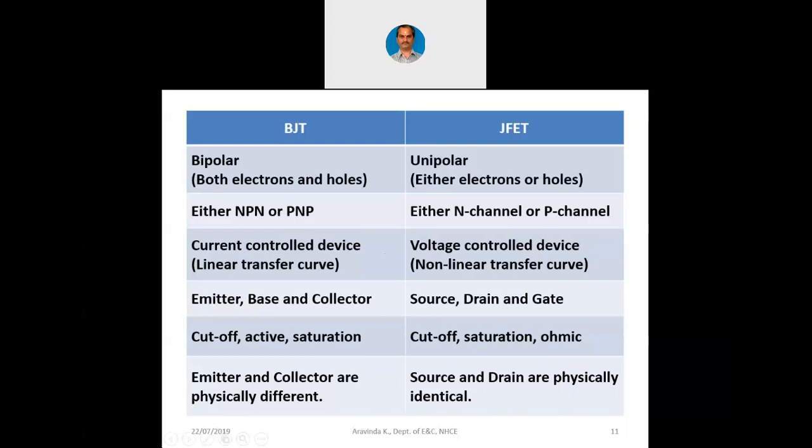Anyway, now we will compare BJT and JFET. Whatever I have told till now, I will quickly summarize. BJT is bipolar. It has both electrons and holes. Whereas JFET is unipolar. It has either electrons or holes. If it is an N-channel JFET, it is only electrons there. Conversely, it can be a P-channel JFET.